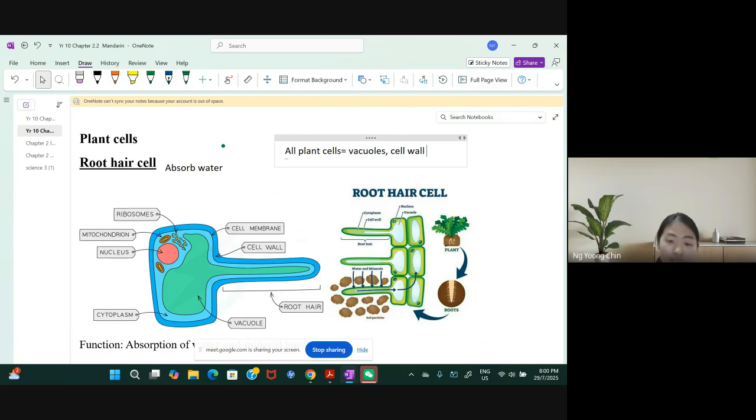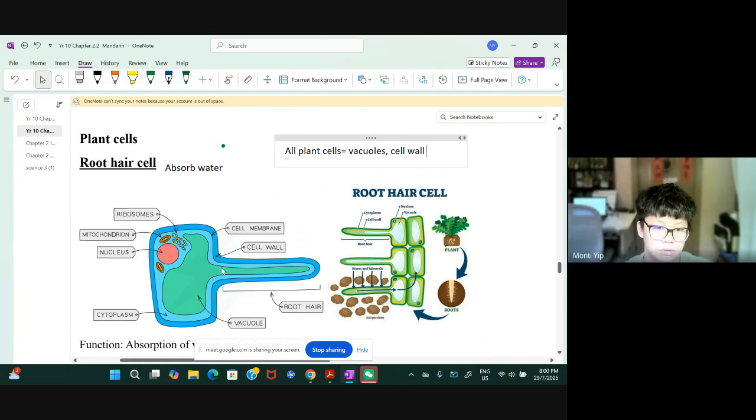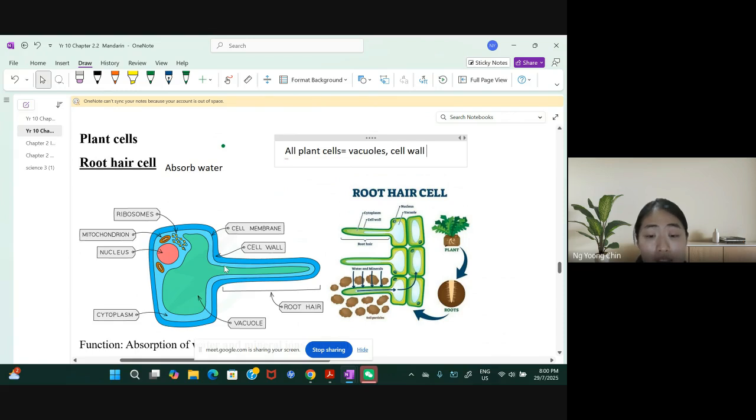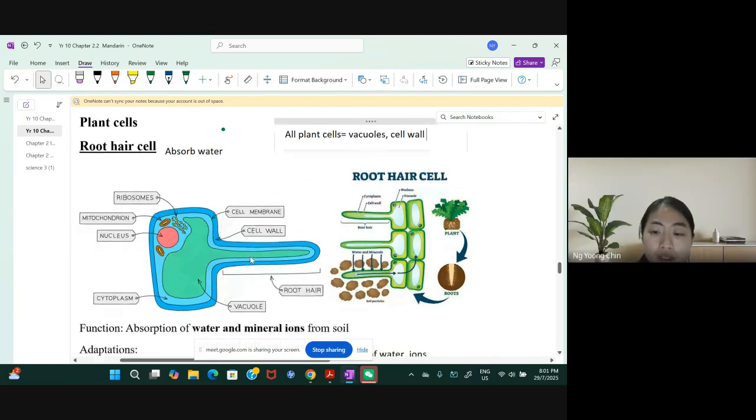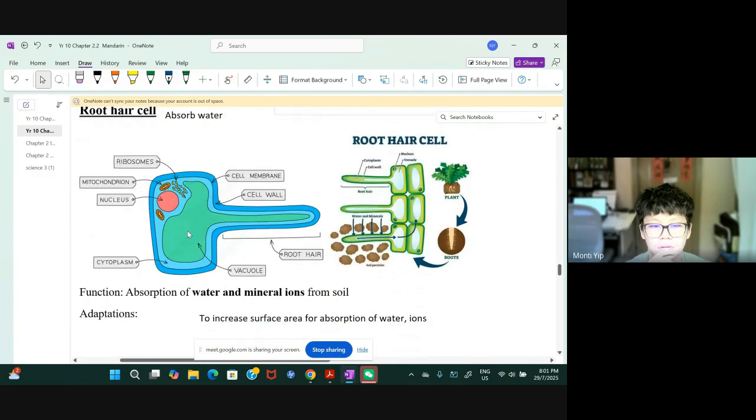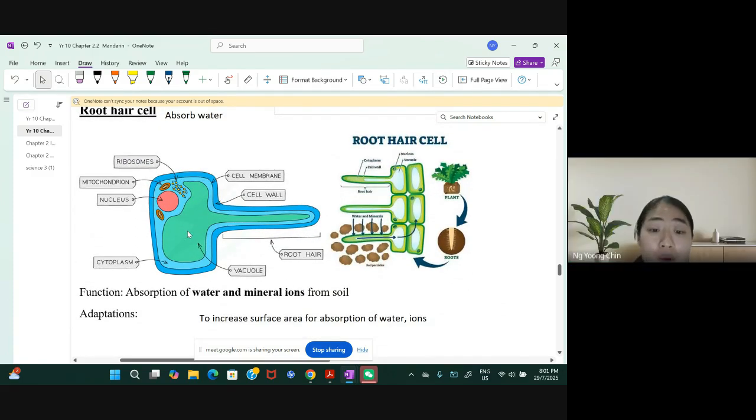The vacuole is very important for the plant cell because the plant cell will always absorb water. So how can they store the water? They store water inside the vacuole. Okay, and then the nucleus, mitochondria, and ribosome, which usually cells have this kind of thing. Okay, that's all. So the root hair cell's function is to help absorb water and mineral ions from the soil.